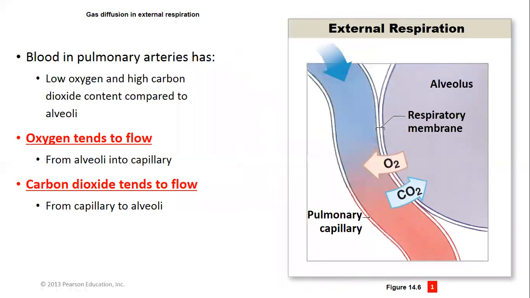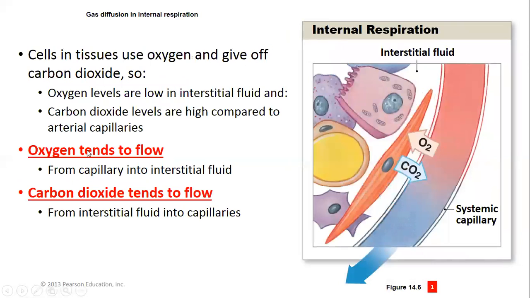Blood in the pulmonary arteries has low oxygen. Remember, pulmonary arteries are what send blood from the right side of the heart to the lungs. So oxygen is low and carbon dioxide is high, right? Deoxygenated blood. So oxygen tends to flow from the alveoli, where it's high, where you just breathed air in, into the capillary right here. And then CO2 diffuses out. In internal respiration, oxygen is high in the capillary and CO2 is low, so the reverse happens. Oxygen diffuses out of the blood into the tissue, and CO2 diffuses out of the tissue into the blood.